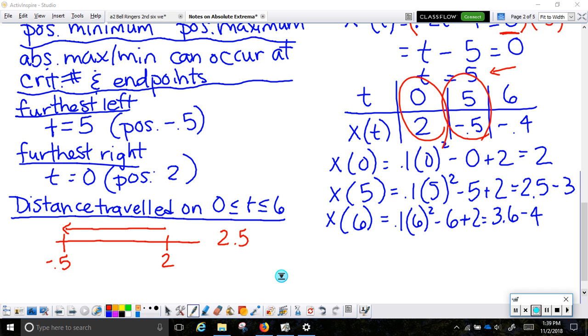Okay, next the particle traveled from negative 0.5 a little bit back to the right and ended up at a position of negative 0.4. So it moved an additional distance of 0.1. So what's the total distance traveled by the particle? 2.6.